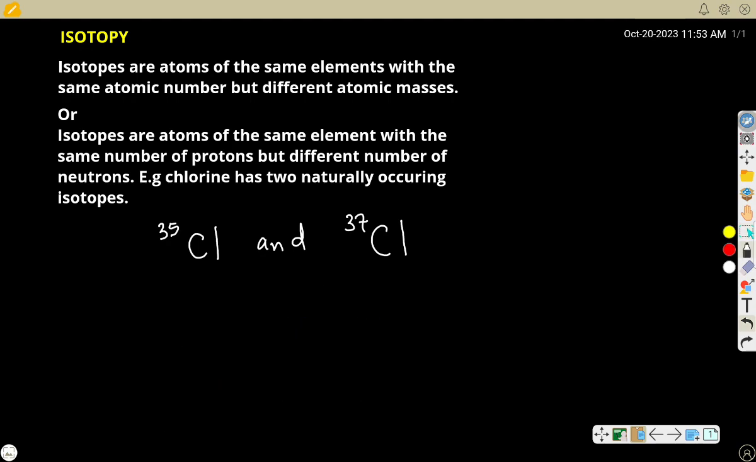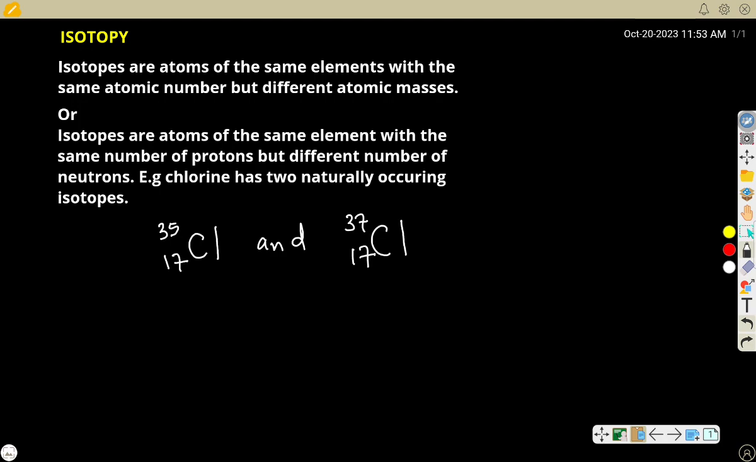we have chlorine 35. That means the atomic mass of this chlorine is 35. Also we have chlorine 37. So the atomic number of chlorine, if you check your periodic table, chlorine is in position 17. So that means the atomic number of chlorine is 17. Also, this will also be 17.